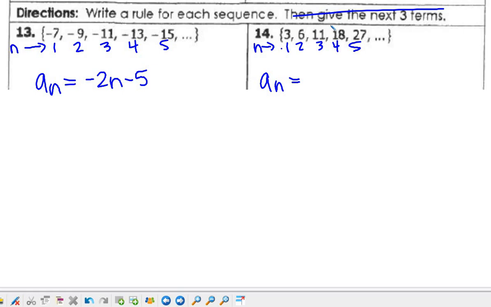So my go-to would be something quadratic. It's obviously not a root because the numbers are getting bigger from my n value, so it's not a root. So I might try quadratic. What happens if I square this? Well, 1 squared is 1, so I'd have to add 2. So if I do n squared plus 2: 2 squared is 4 plus 2, 3 squared is 9 plus 2, 4 squared is 16. So that's definitely it.